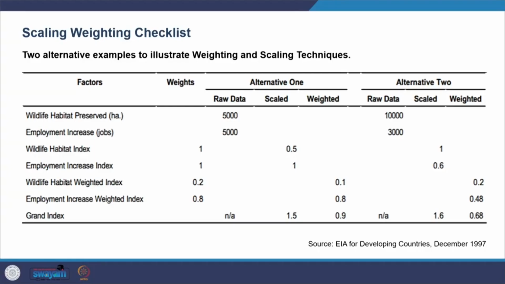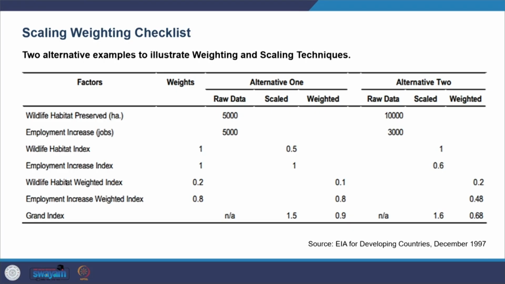That is, we have 10 points to be allocated between 3 impacts, and there are experts who do that, or it can be done by community representatives. So in this example, you can see a scaling weighting checklist. This is the checklist here, and you see how 2 alternatives are shown.